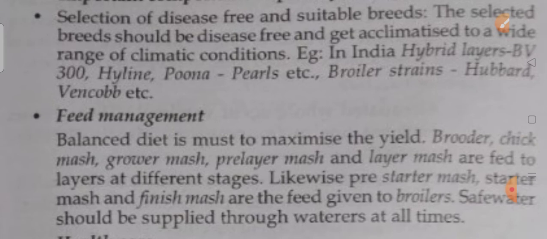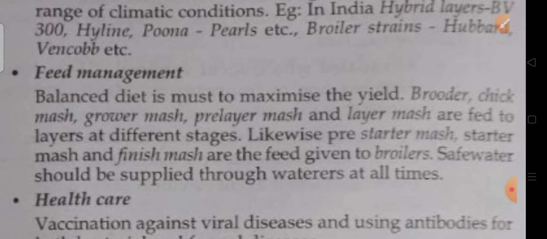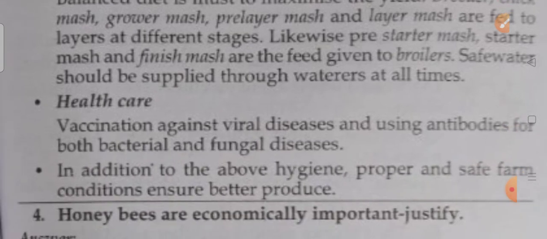Feed management: a balanced diet is a must to maximize the yield. Brooder chick mash, grower mash, pre-layer mash, and layer mash are fed to layers at different stages. Likewise, pre-start mash, starter mash, and finish mash are given to broilers. Safe water should be supplied through waterers at all times. Health care: vaccination against viral diseases and using antibiotics for both bacterial and fungal diseases. In addition, proper hygiene and safe farm conditions ensure better produce.